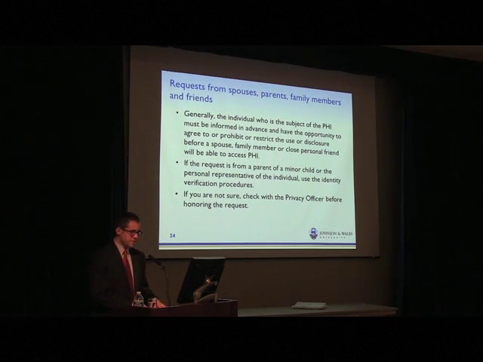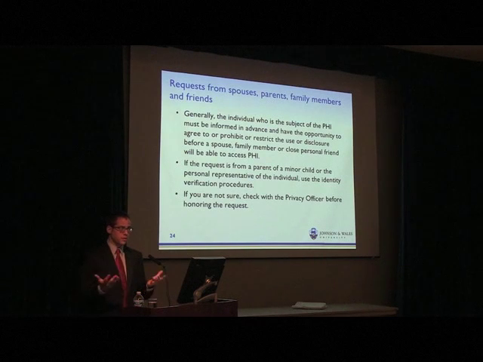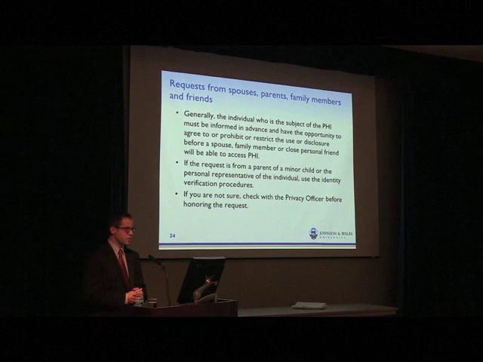You will receive requests from beneficiaries' spouses and their parents and their family members and their friends. What do you do when you get a call from Mrs. Smith's husband who says, can you let me know this piece of information, or is my son enrolled in this? Generally, the individual who's the subject of the PHI must be informed. They must be given the opportunity to agree or to restrict. If it's from the parent of a minor child, I'm not sure that would come into play with the beneficiaries of the university's plan, but we'll talk about how to verify an individual's identity.